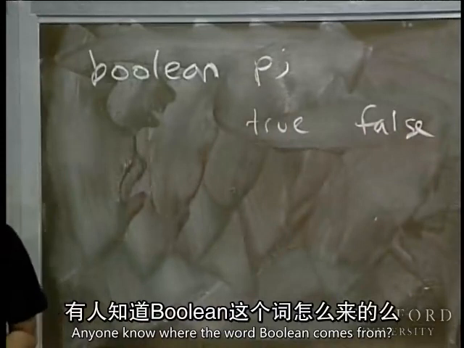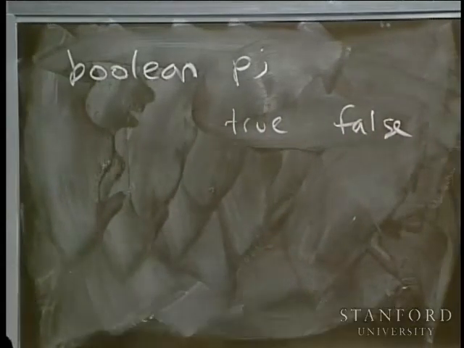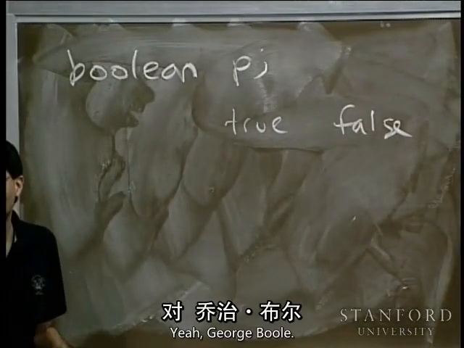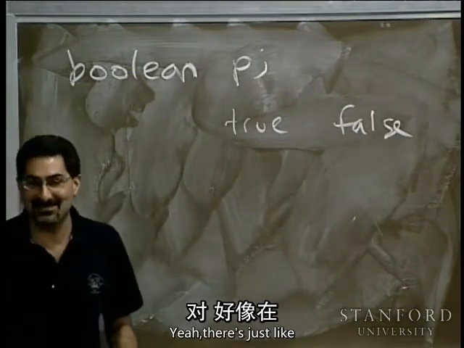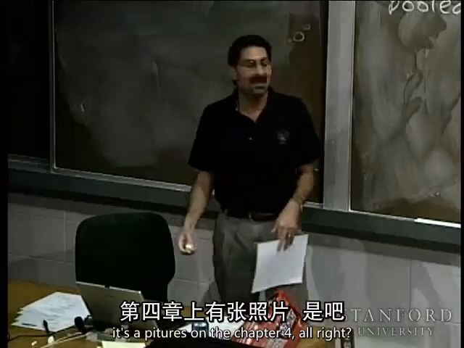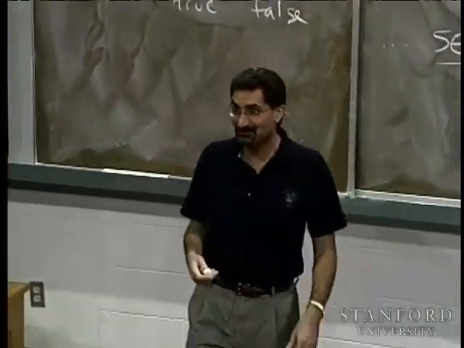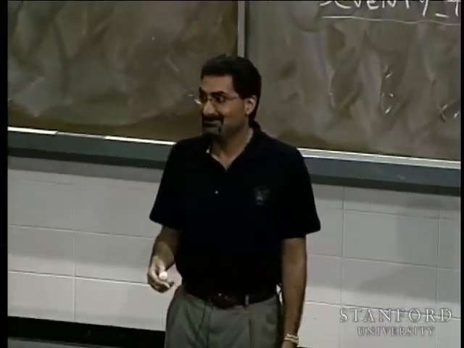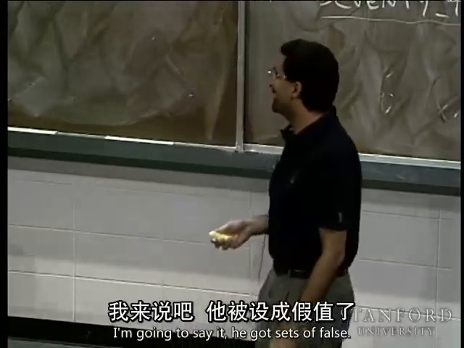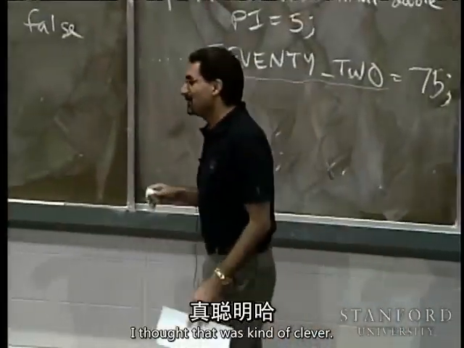Anyone know where the word Boolean comes from? Yeah, George Boole. You're like, yeah, Marin, I know that because his picture's on the cover of chapter 4, right? So know it and learn it. So I should ask you, anyone know how George Boole died? I asked this one time. Someone said he got set to false. I thought that was kind of clever.